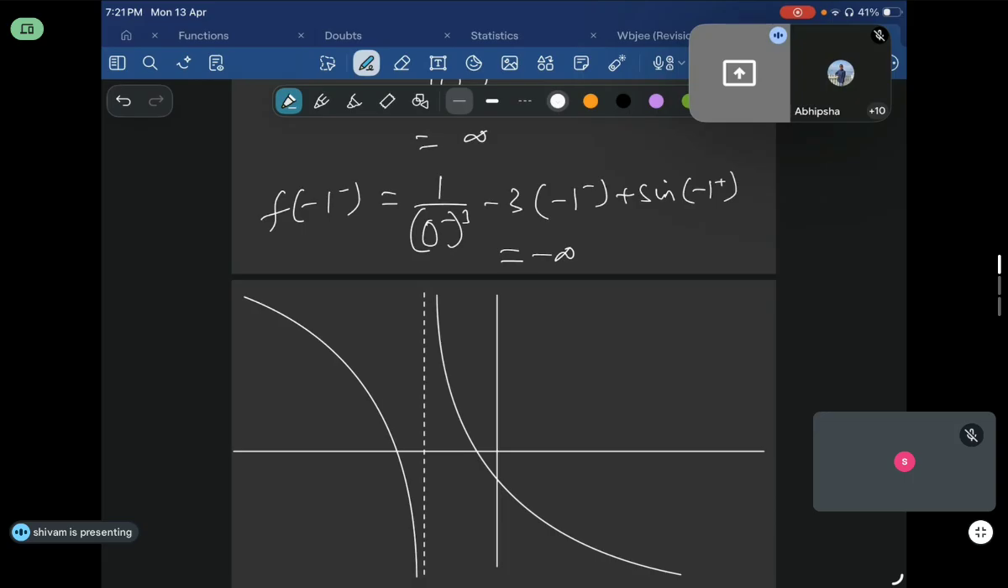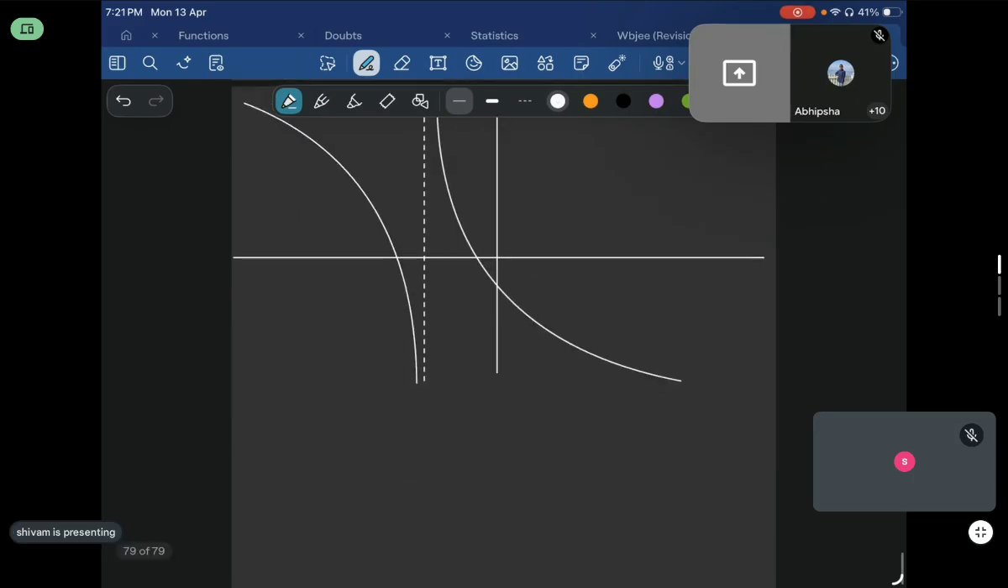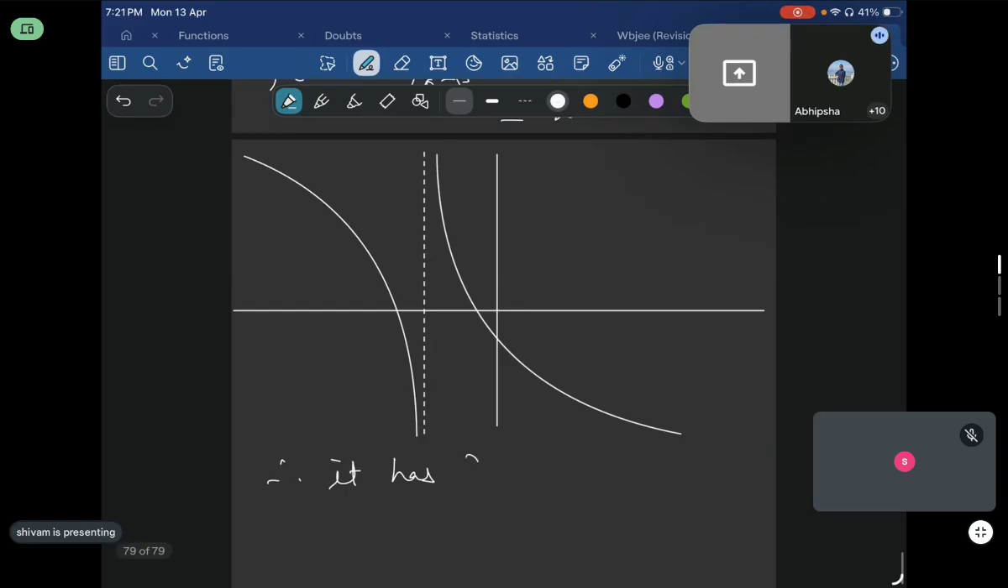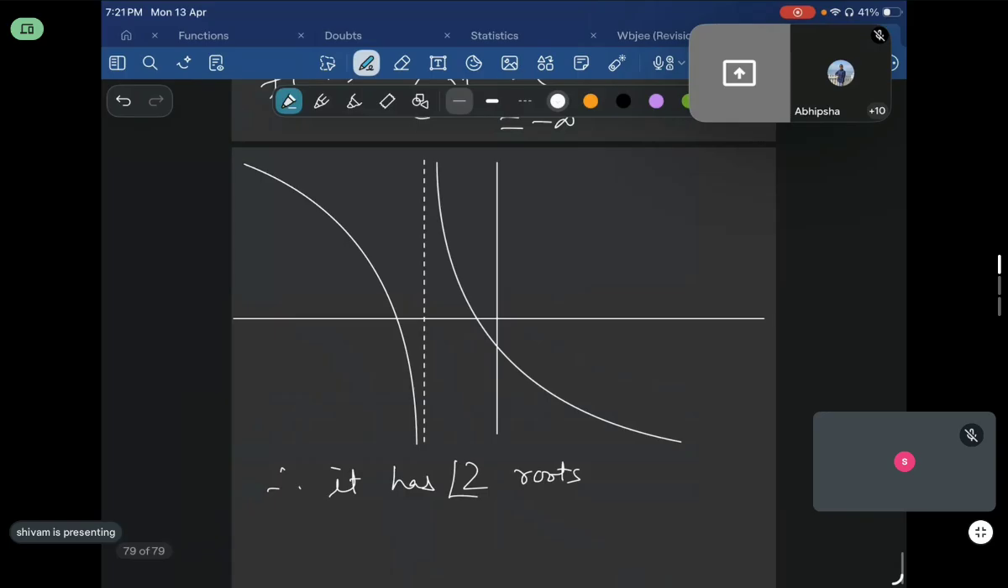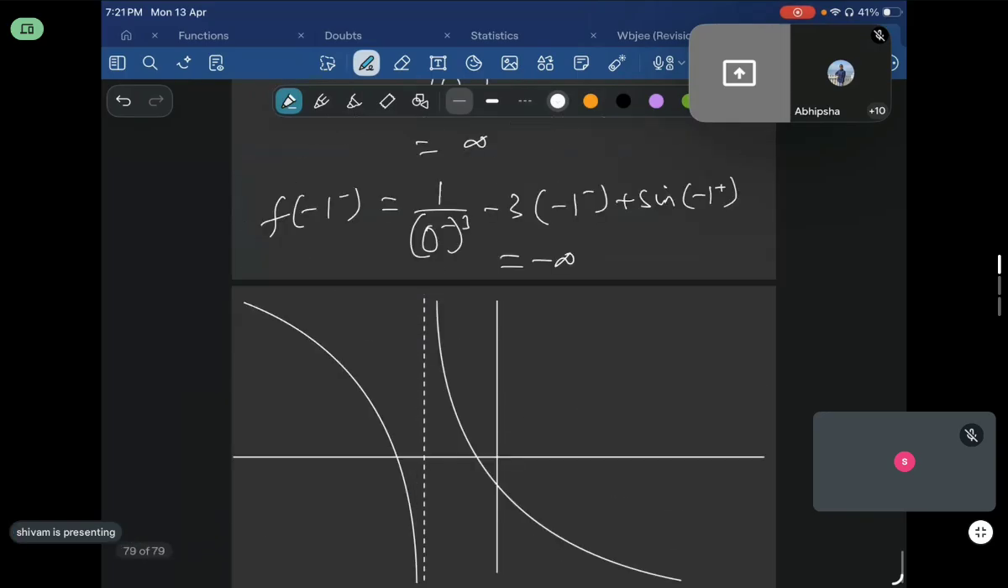So how many times is it cutting the x-axis? Tell me. Sir, two times. So it has two roots. Done. This kind of question may come in mains.